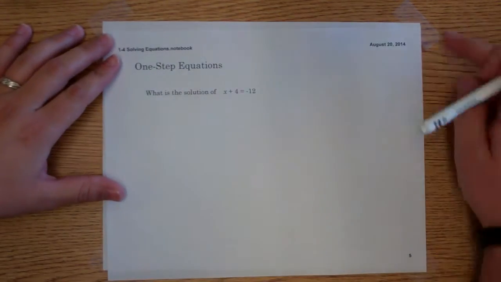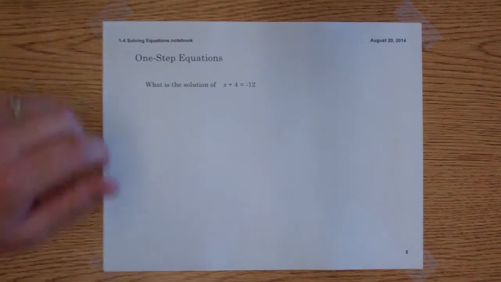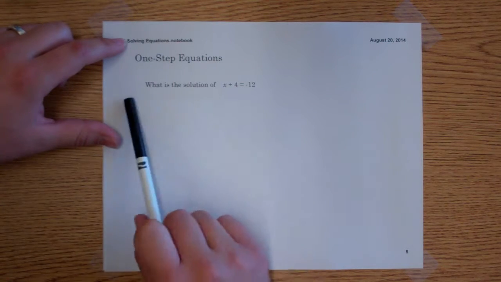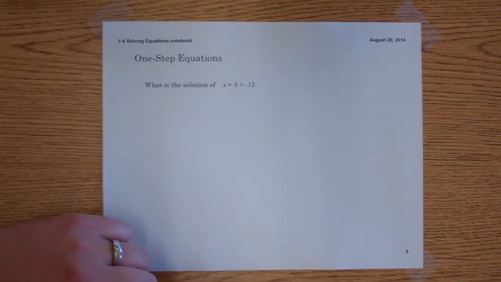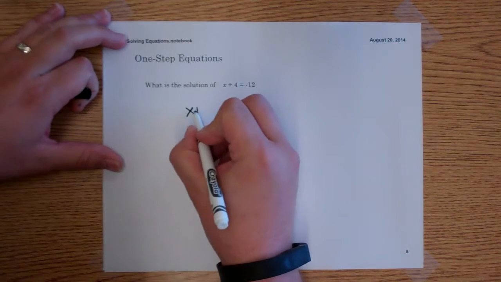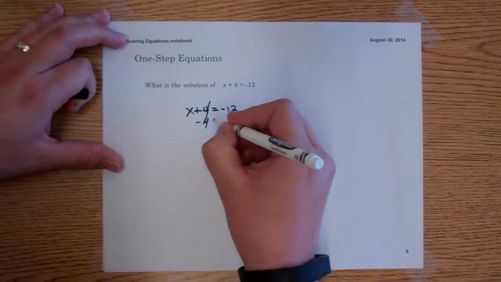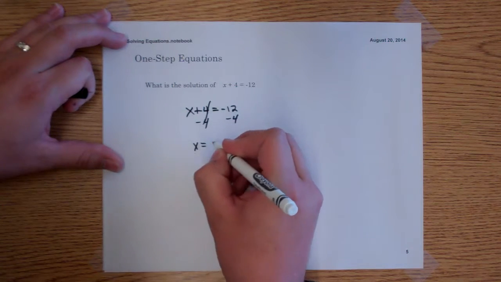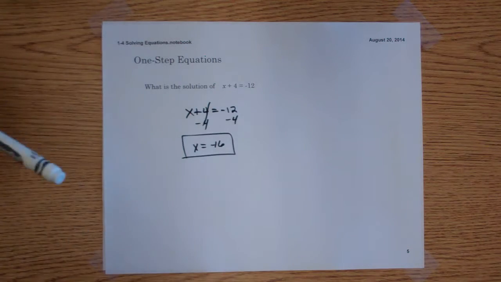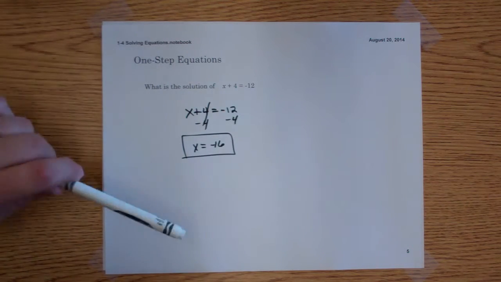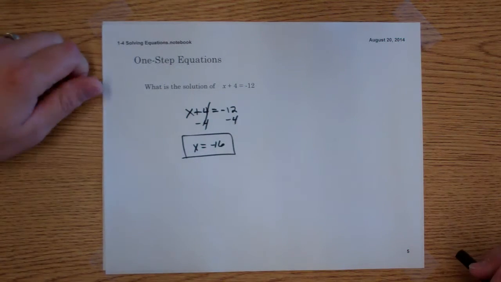One-step equations. Let's go over an example of a one-step equation and how to solve it. So this here, it says, what is the solution of x plus 4 equals negative 12? This is an example of a one-step equation. Why is it called a one-step equation? Because it only takes one step to solve it. Subtract 4 from both sides. x equals negative 16. That only took one step to solve, so therefore that is a one-step equation. Any equations that only take one step are one-step equations.